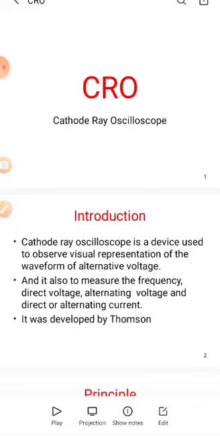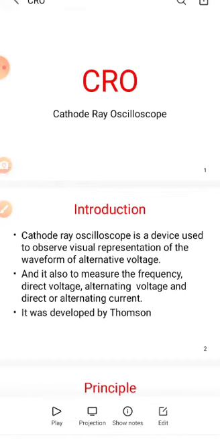The cathode ray oscilloscope is a device used to observe the visual representation of a waveform, whether a sine wave or a square wave. Any waveform can be observed in this cathode ray oscilloscope, the CRO.